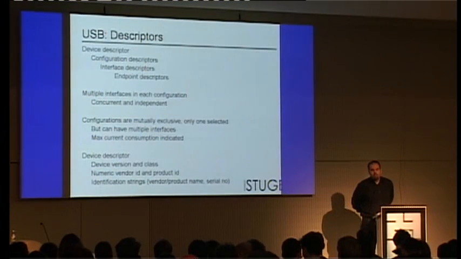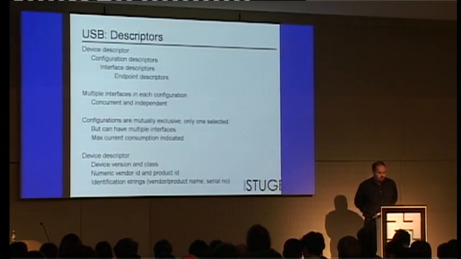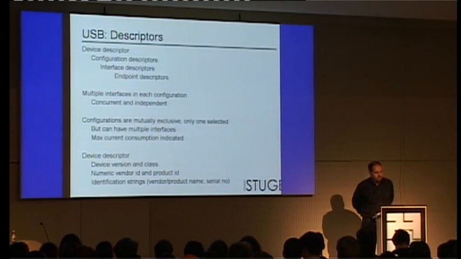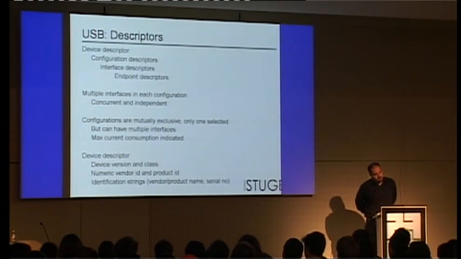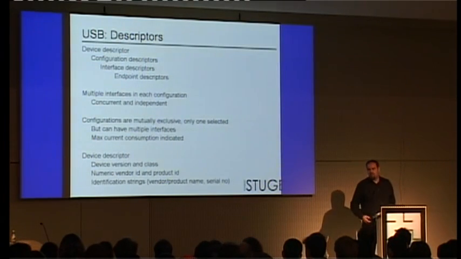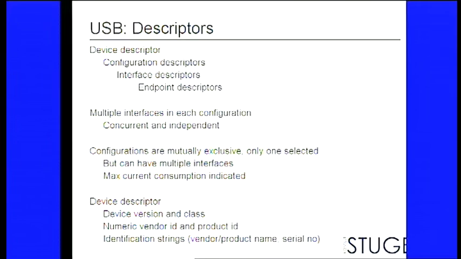While interfaces can be running at the same time and doing different things, configurations cannot. You can only select one of them. And also the configuration indicates how much power this device is going to need, or how much current it will want to draw in this particular configuration.